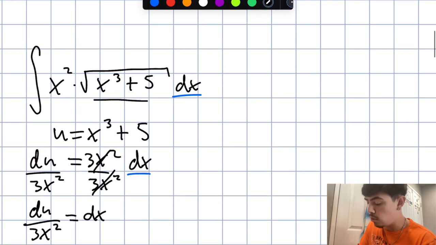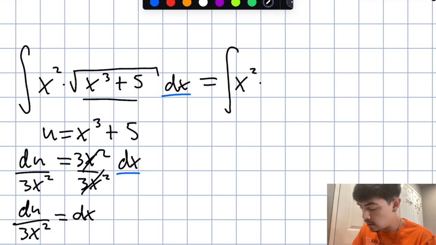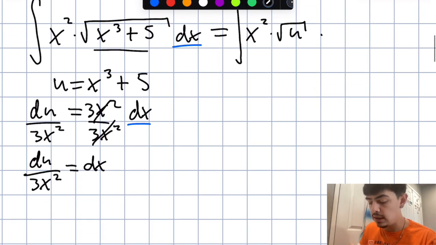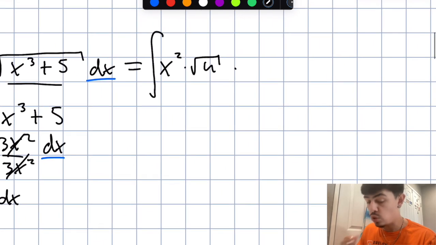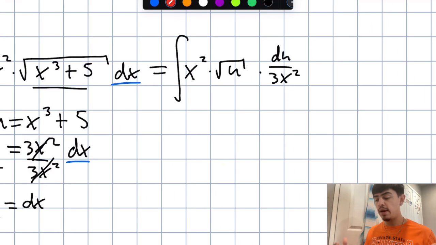Perfect. So now we can go ahead and rewrite this integral with our new substitutions. So we know that inside the integral, and inside the square root is going to go u. So what we have is x squared times the square root of u. Remember, we're not going to attach dx. Our dx is actually equal to du over 3x squared. So that's what we're going to plug in instead of dx. So we have du over 3x squared. And perfect, right? All these things are being multiplied by each other, so we can rearrange them however we'd like.